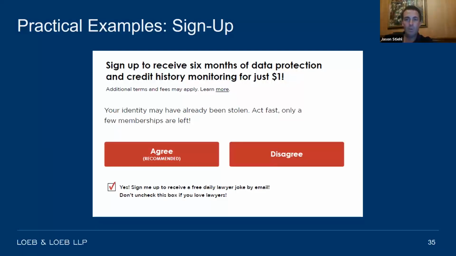It has the parenthetical recommended. We don't know who recommended it. We don't know why it's recommended, but the website's telling you that this is the right decision to make. So, David, anything else? I guess the other thing is, what's being offered here is some kind of service that's supposed to protect your identity.